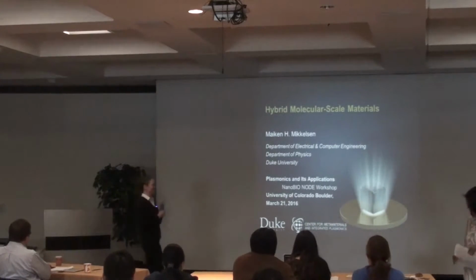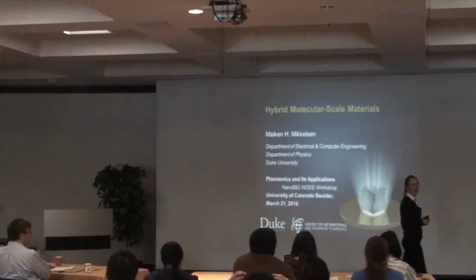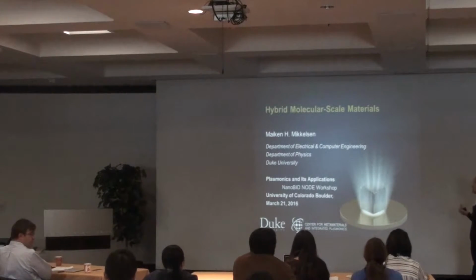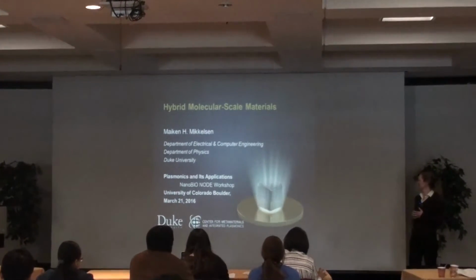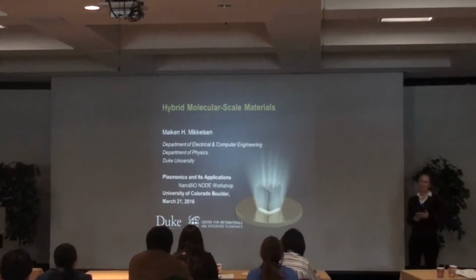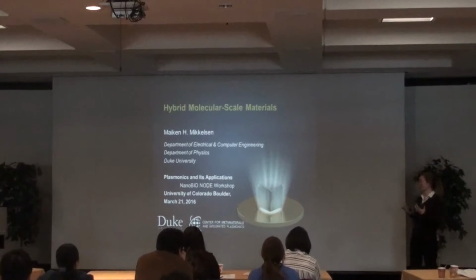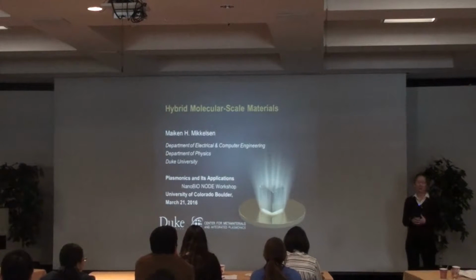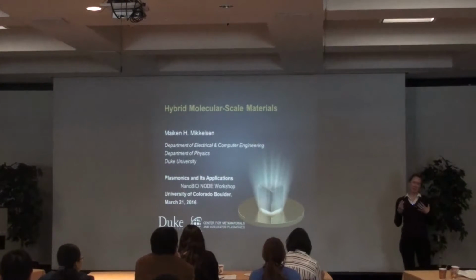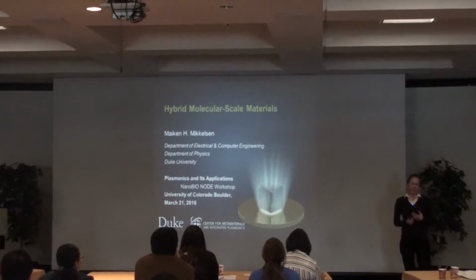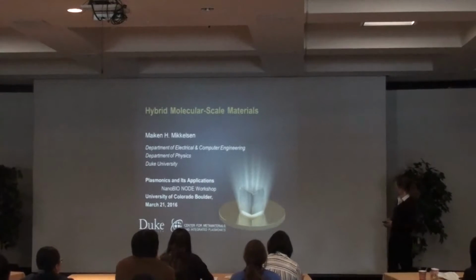So I won't show you any devices here, but I will talk about how we can make new hybrid molecular-scale materials, and by that I mean how can we take semiconductor materials and other light-emitting materials, and embed them with plasmonic structures on the molecular scale, so on 1 to 10 nanometers or so, and create tailored optical properties that we can then think about as new building blocks for devices in the future potentially.